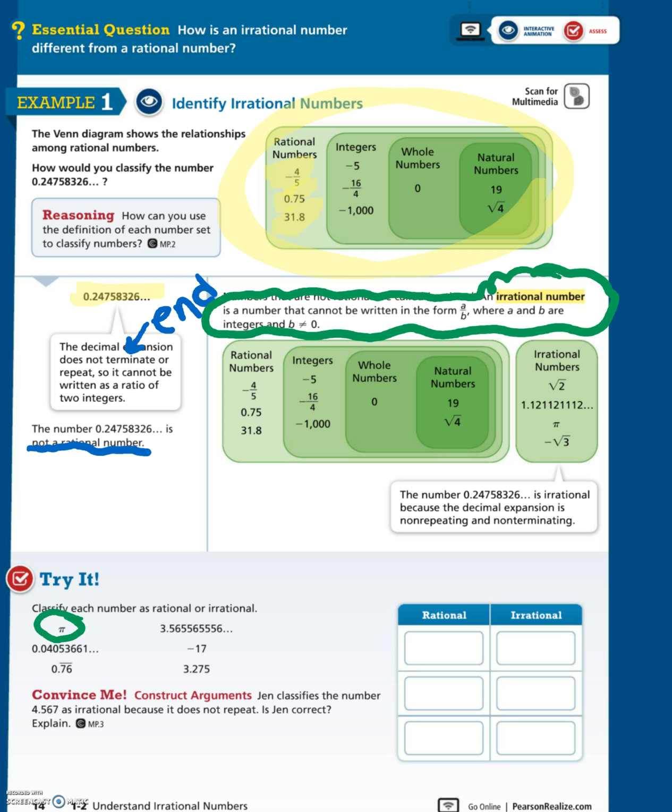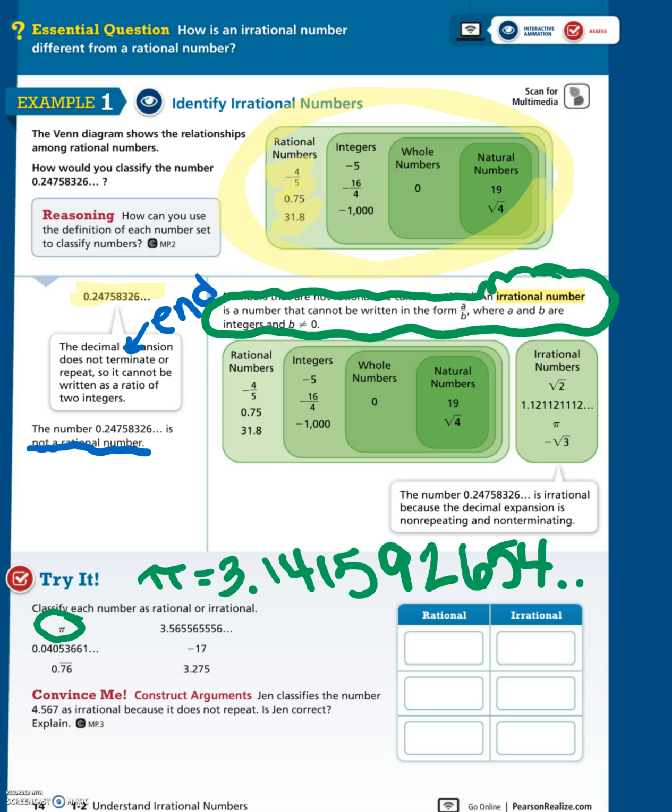First, the number pi. Pi is equal to 3.141592654, and goes on forever and ever and ever. There are no repeating decimals, and it also doesn't end. So pi is irrational. Then the next number, 0.04053661, again, goes on forever, and it does not repeat, so it is irrational.